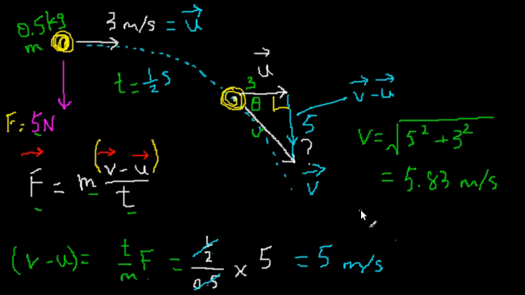How about theta? Now I need to know theta. I can find theta by considering the 5 and 3. So the tangent of theta is 5 over 3. So theta will be the inverse tangent of 5 over 3, so tan minus 1 of 5 over 3.